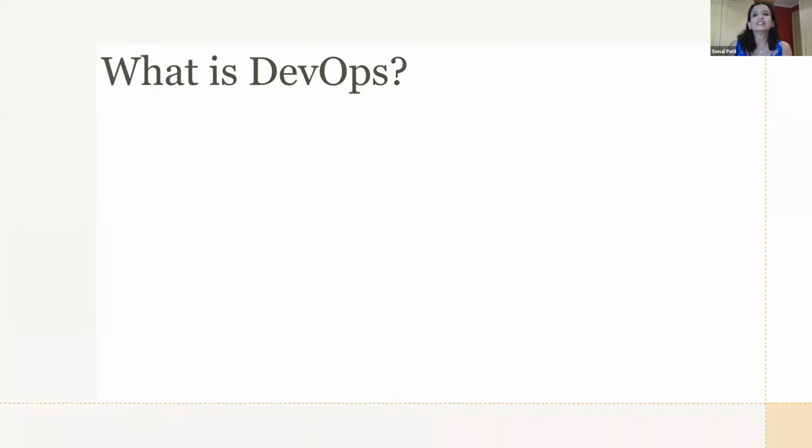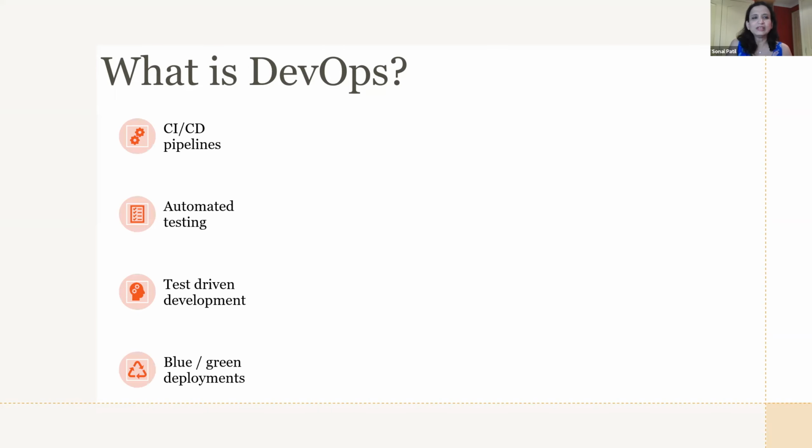So when I started with DevOps many years ago, the first question that came to my mind was, what is DevOps? I asked some colleagues who were fairly new in their DevOps adoption as well. And they told me DevOps is CI/CD pipelines, automated testing, test-driven development, etc. But I wondered, these sound like practices. But is that really what DevOps is?